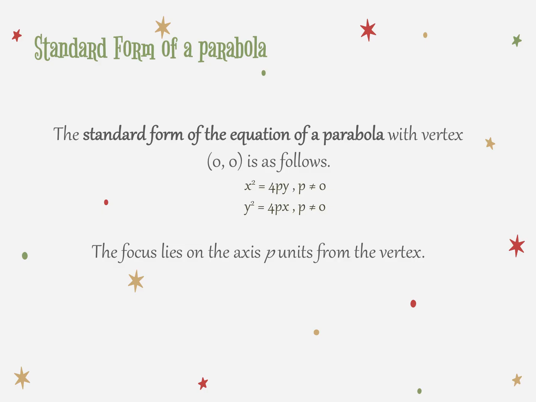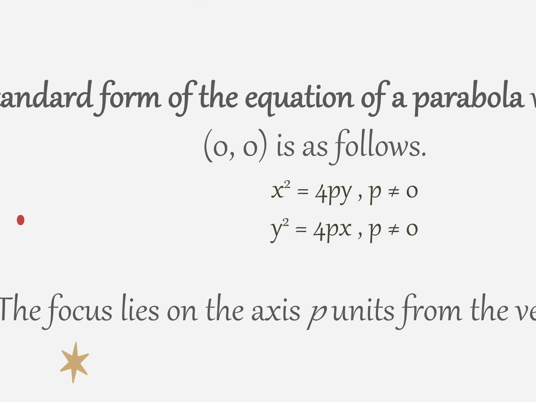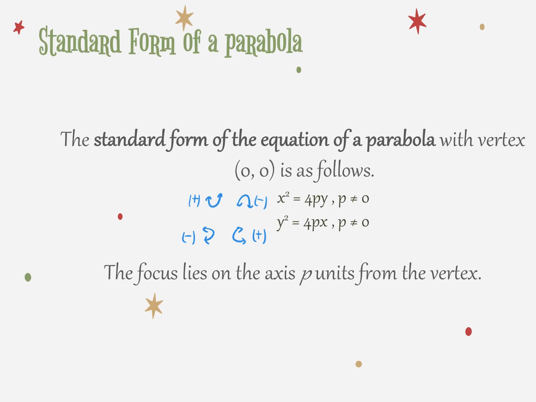Now, standard form of a parabola with a vertex at 0, 0 follows these forms. We've seen quadratic equations with an x squared before, and you know that these are either going to face up or down. It's going to face up if it's positive, down if it's negative. We also include in this section y squared parabolas. Now these go left and right: left if it's negative and right if it's positive. That's the only new part of graphing these, that you can now graph them left and right.